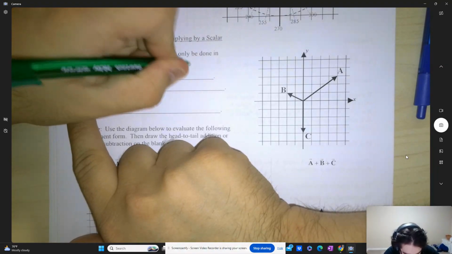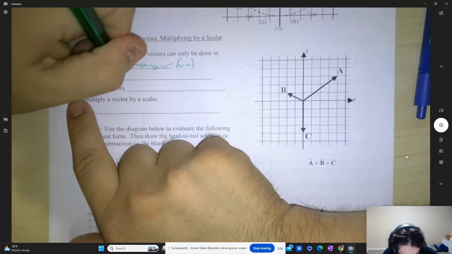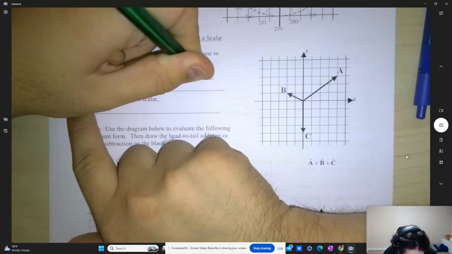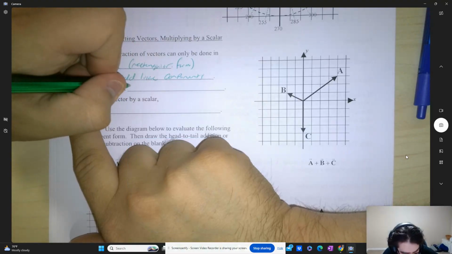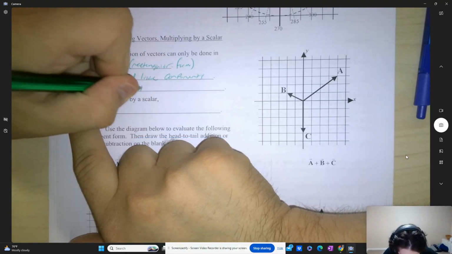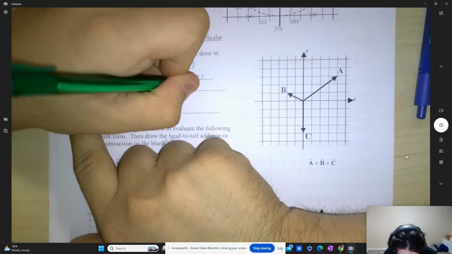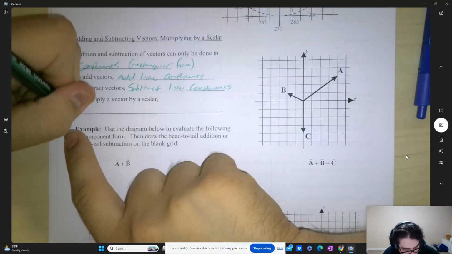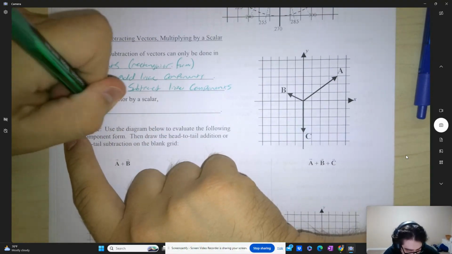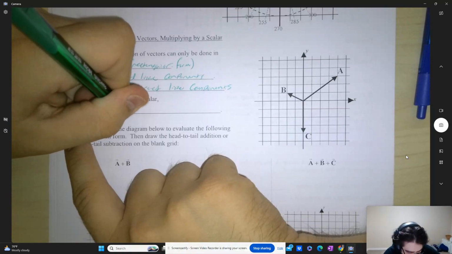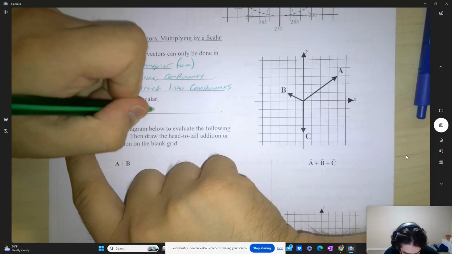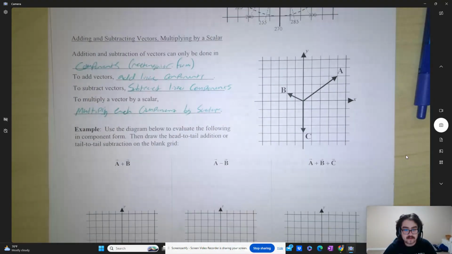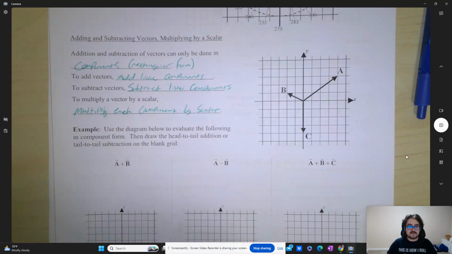Rectangular form. To add the vectors, you just add the like components. So add x's to x's and y's to y's. And then to subtract the vectors, you just simply subtract like components. To multiply a vector by a scalar, you just multiply each component by the scalar. Really easy to multiply vectors.